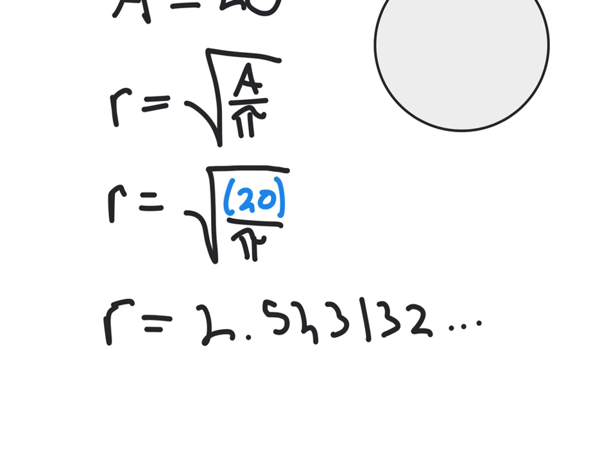And so we're asked to round to 2 decimal places. So 1, 2, we have a look at the third, and that's less than 5. So we're going to round the 2 down to a 2. So our final answer here to 2 decimal places is r is going to be 2.52, and that is in centimetres, because this question was in centimetres.